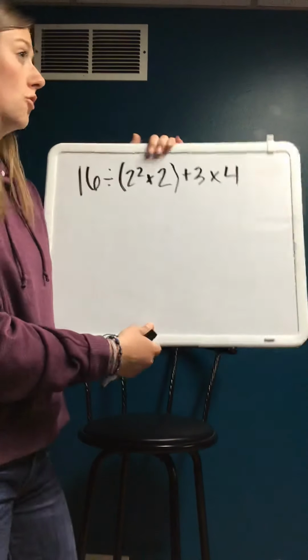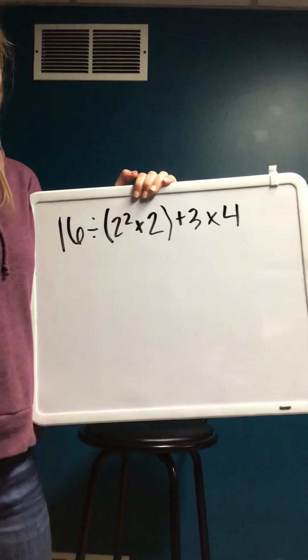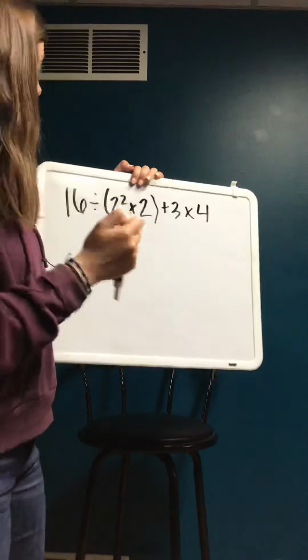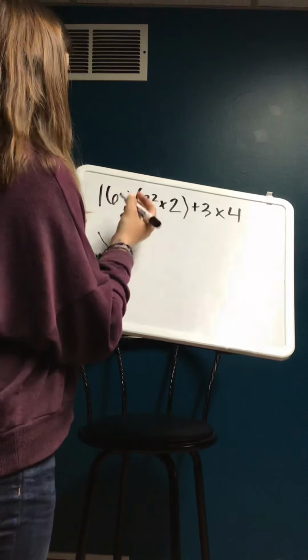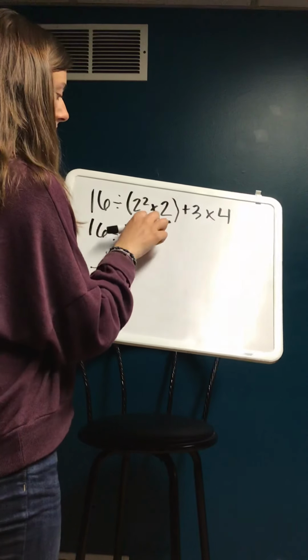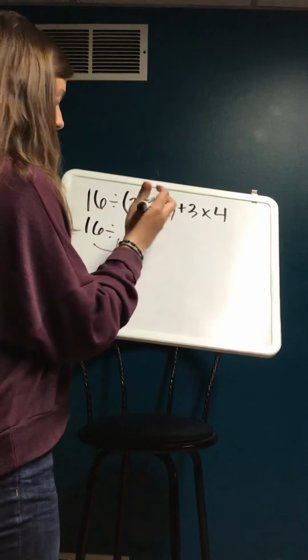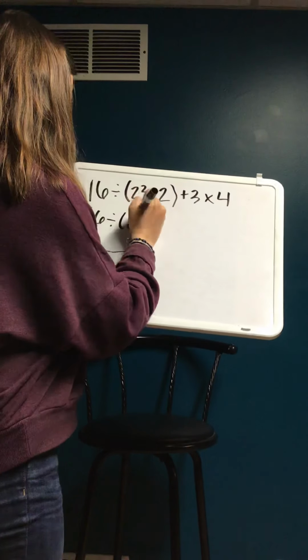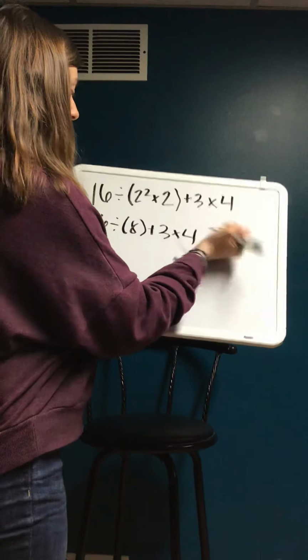Okay, show your boards. Okay, great. So we're going to start with the parentheses and then the exponent. So we're going to have 16 divided by 2 squared, which is 4. So it's going to be 4 times 2, which is 8. Okay, 16 divided by 8 plus 3 times 4.